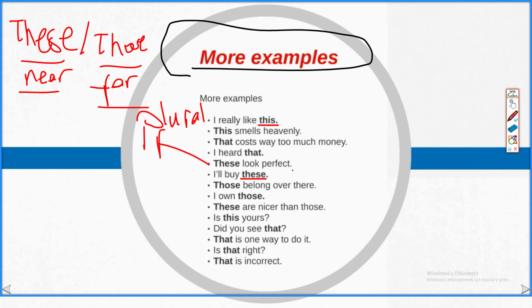Okay, "Is this yours?" For example, is this yours? I mean a camera or phone or car or book. "Did you see that plane?" I thought that it was your plane 2 days ago. "That is one way to do it." And "Is that right?" Here that is used as a demonstrative. And "That is incorrect, guys."